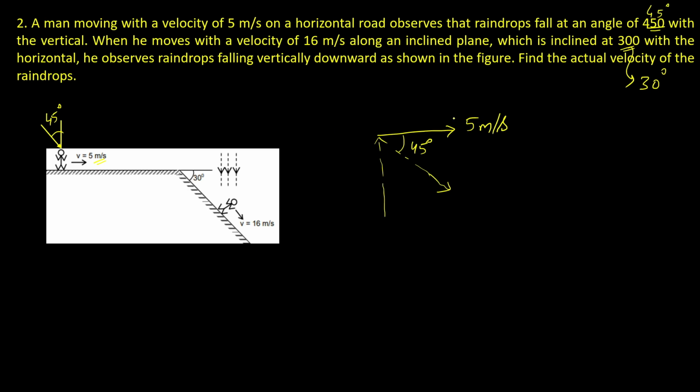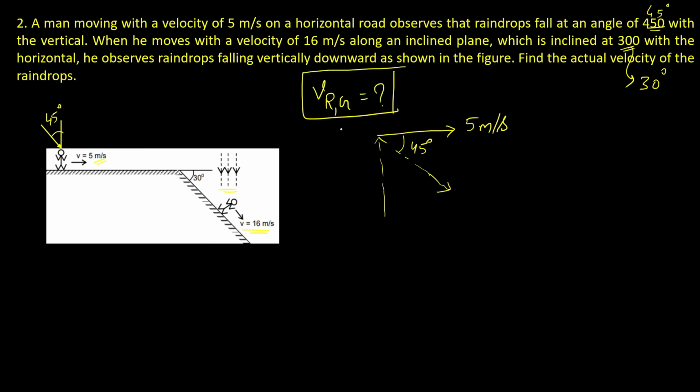Okay, now when he moves with a velocity of 16 meters per second along an inclined plane, which is inclined at 30 degrees with the horizontal, like given over here, when this man runs in this direction at a velocity of 16 meters per second, then he observes raindrops falling vertically downward as shown in the figure, like this. Vertically downward he observes while he was traveling at 16 meters per second at an angle of 30 degrees from the horizontal. Find the actual velocity of the raindrop.